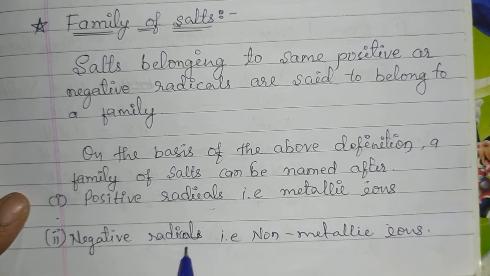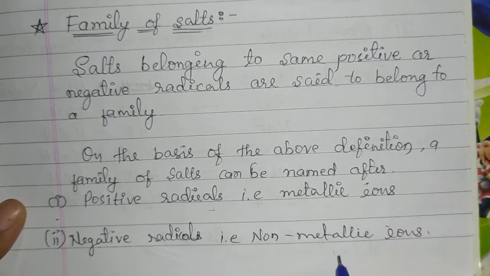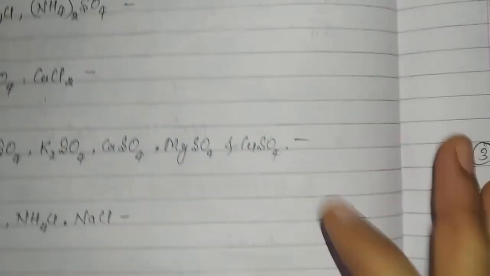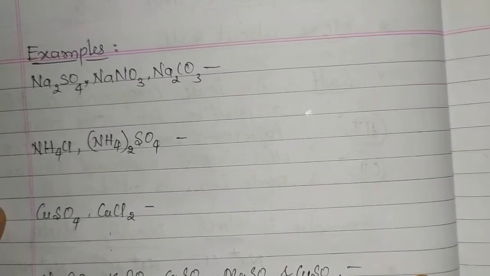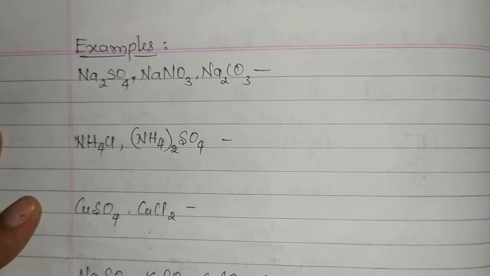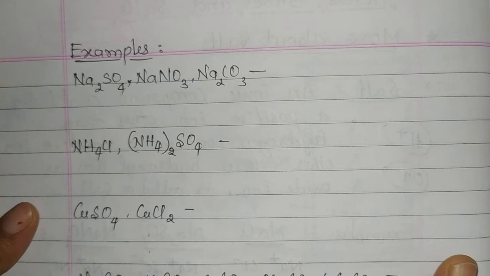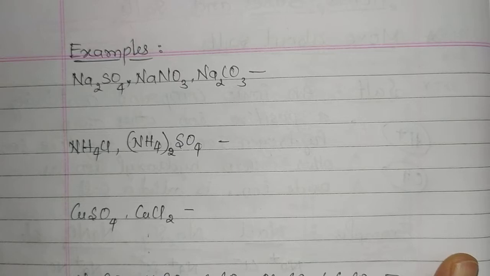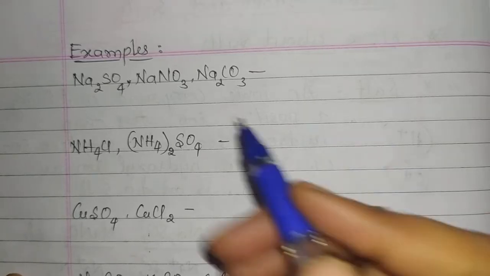Next one is negative radicals. That is non-metallic ions. We will see metallic ions and non-metallic ions. Children, see here how salts are categorized into families on the basis of type of cation and type of anion, or we can also say like this, on the basis of type of metallic ion and type of non-metallic ion. These salts are categorized into different families. Let us see first example.